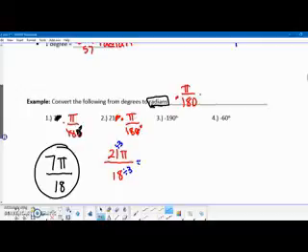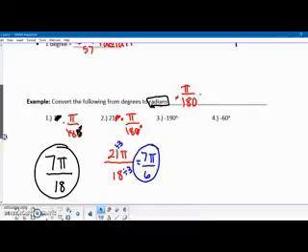So 21 divided by 3 is 7. Pi comes along for the ride. 18 divided by 3 is 6. So 7 pi over 6 is my final answer. Remember, you're doing this without a calculator, so we're testing your mental math skills.